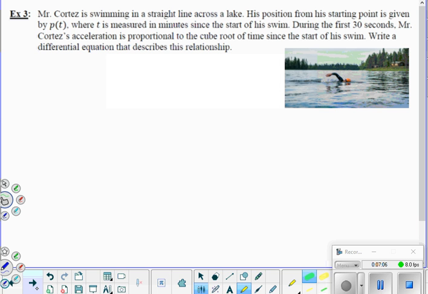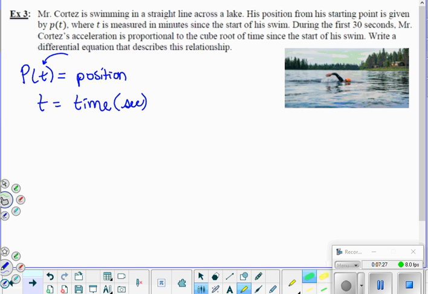So I'm just going to list out things that we learned as we read this. P stood for the position function, didn't it? P of T. T is our independent variable. I know that because it's inside the function notation. T is time. Time was measured in seconds. And then, oh, I'm sorry, measured in minutes. I read 30 seconds over here, but then I came back here and saw this. How about minutes? And what else do we know?